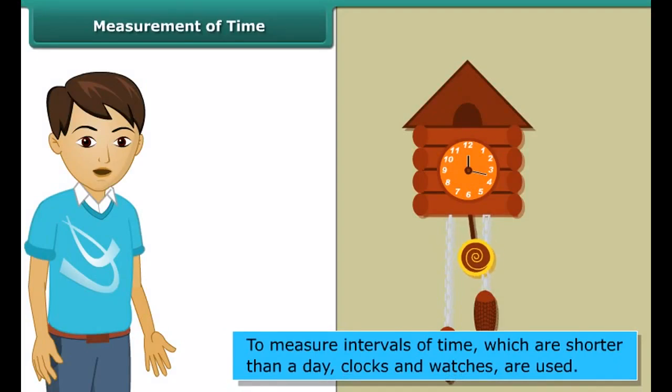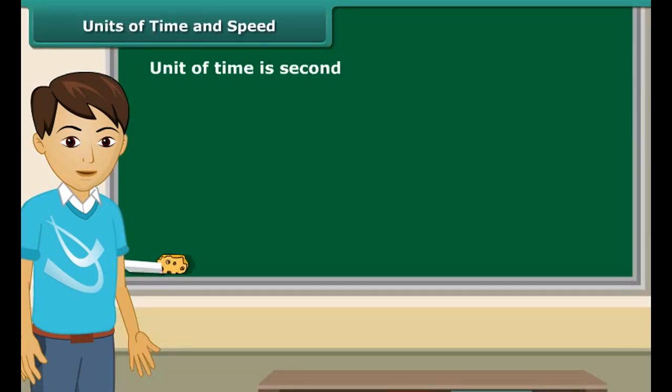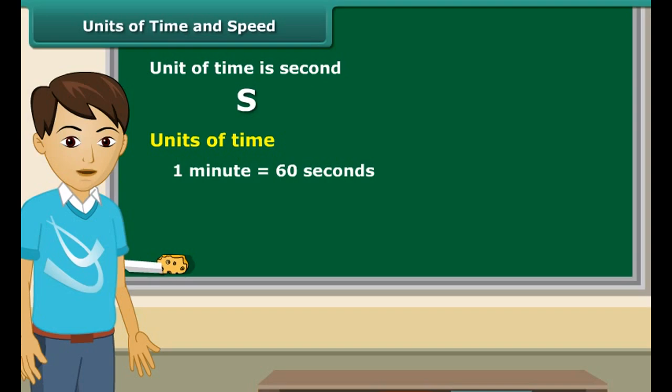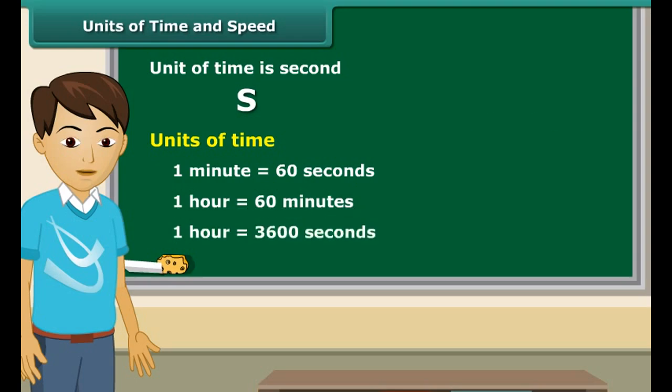To measure intervals of time, which are shorter than a day, we use clocks and watches. The basic unit of time is second. Its symbol is s. Larger units of time are minutes and hours. One minute is equal to 60 seconds and 60 minutes are equal to 1 hour. The basic unit of speed is meter per second. We can also express it in other units such as meter per minute and kilometer per hour. We write the symbols of all units in singular.